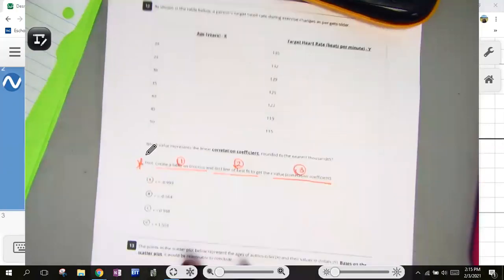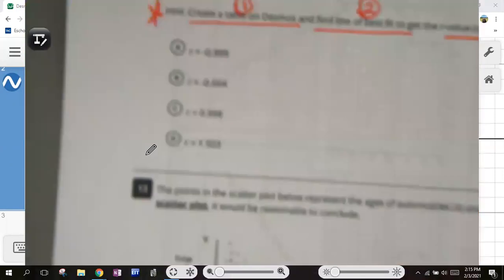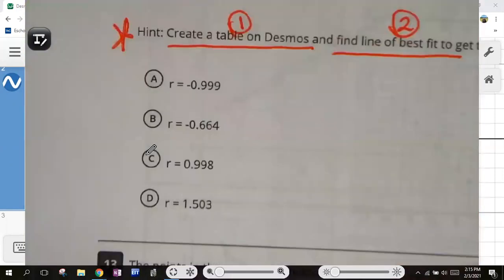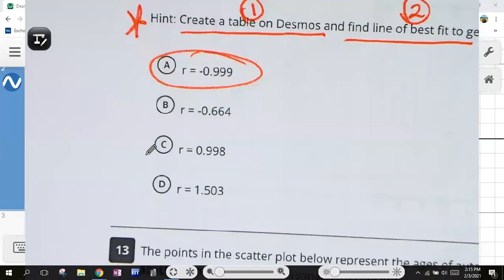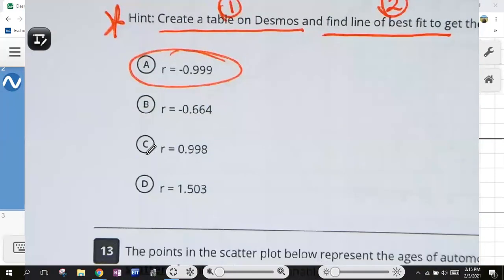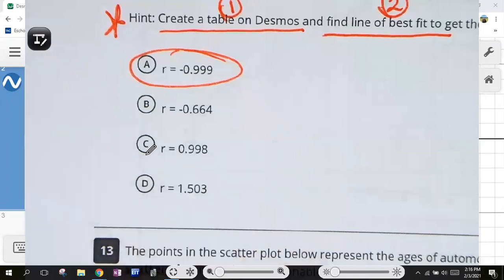So now that we have found it, what is my answer? A, negative 0.999. Not C, it's very similar, but that one's positive. Ours is negative because the heart rates are decreasing.